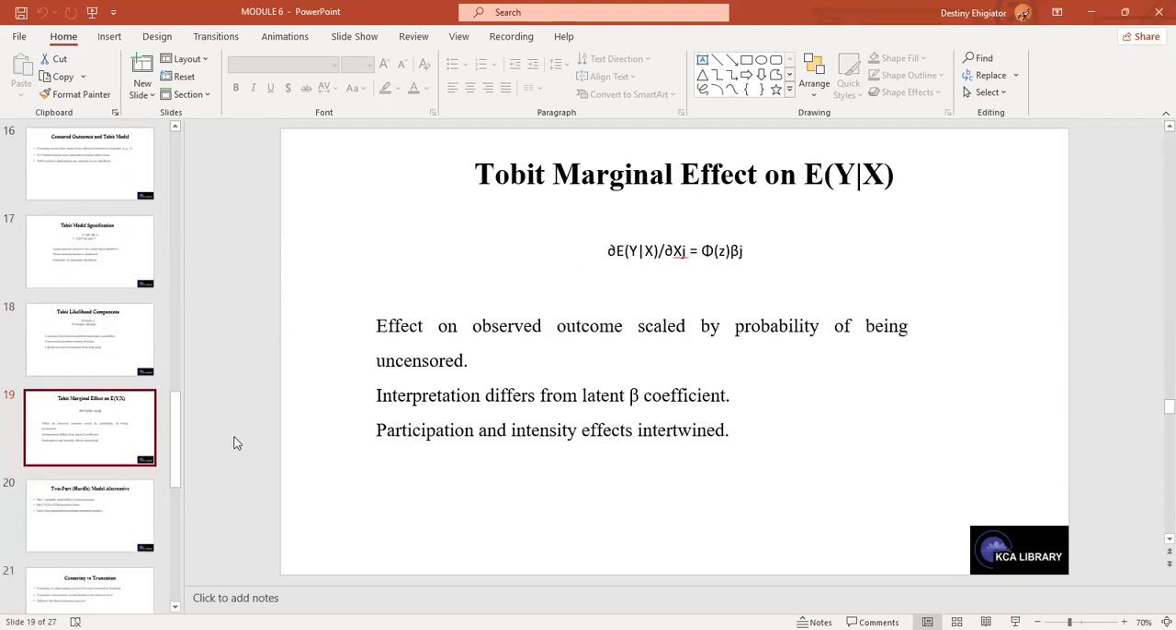Let's look at the Tobit marginal effect. This is the equation. The effect on the observed outcome is scaled by the probability of being uncensored. The interpretation differs from the latent beta coefficient. Participation and intensity effects are intertwined.